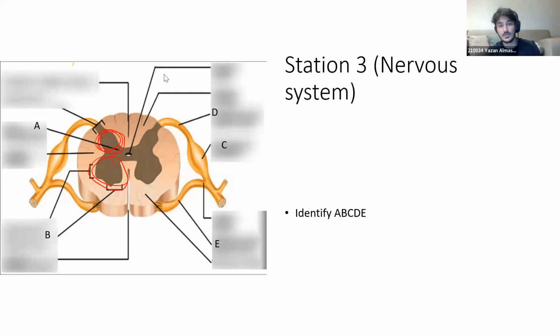So again, let's orient ourselves anatomically. This is dorsal, and this is ventral. Anything on this side of the screen will be called ventral, and anything on this side will be called dorsal. This one is ventral, and it's gray matter, so ventral gray horn. This one is dorsal, and it's gray matter, so dorsal gray horn. So that's the first two done. Clear?